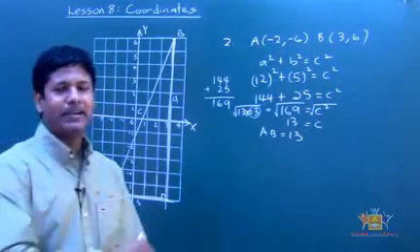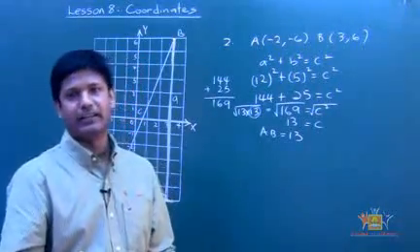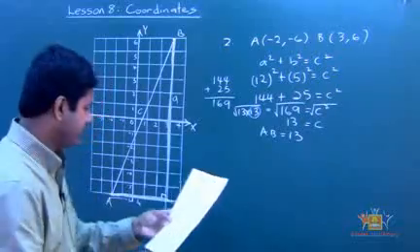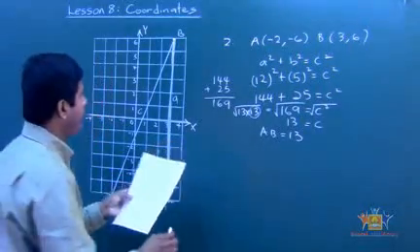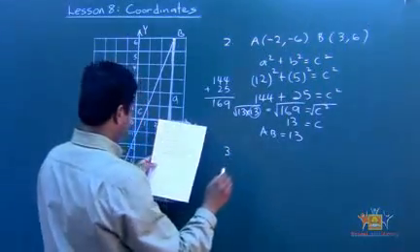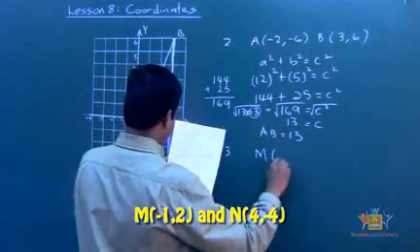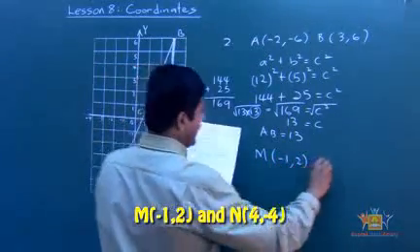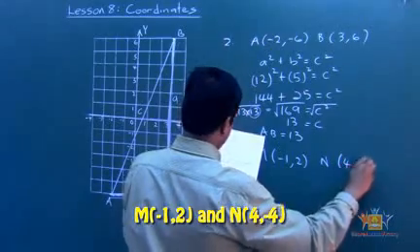Mr. Mac is not big on calculators, but sometimes you have to use one. All right? Okay, let's do it. First, let's put down the points. Problem number 3: M is (-1, 2) and N is (4, -4).